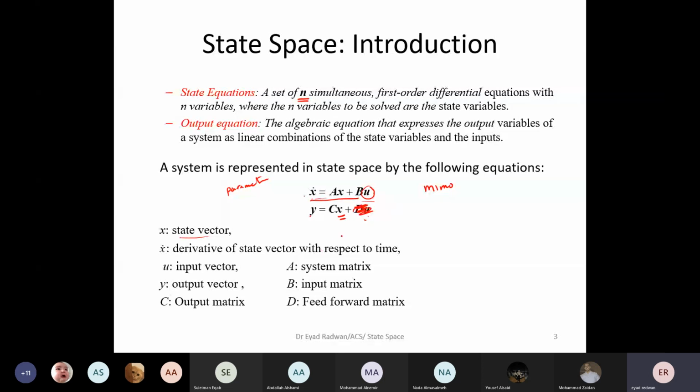Okay, now if we talk about the dimension of those vectors, if this is a state vector x1, x2, up to xn, then this is an n dimension vector.